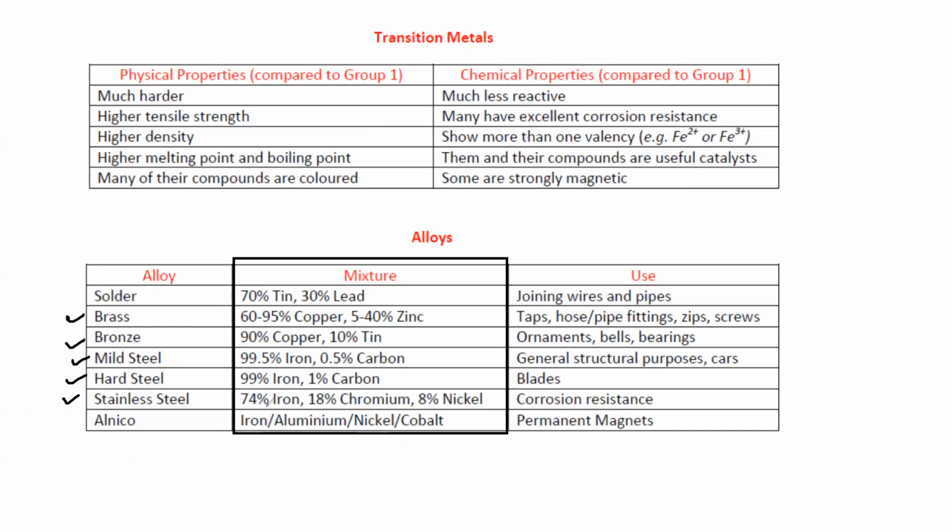Alnico is there, which is a mixture of iron, aluminium, nickel, and cobalt, which is used for making magnets. So these are just examples of different alloys and their uses.